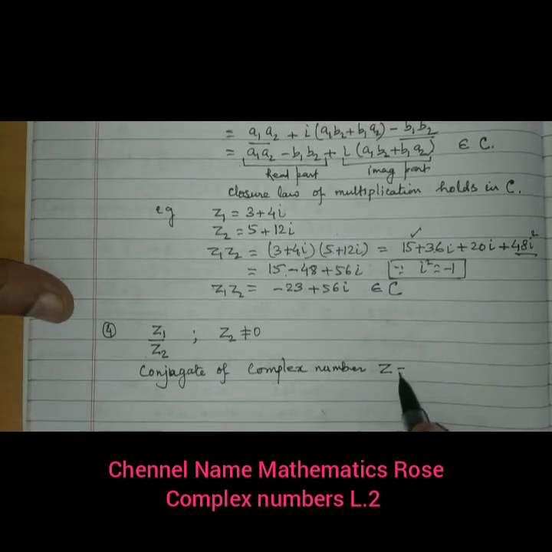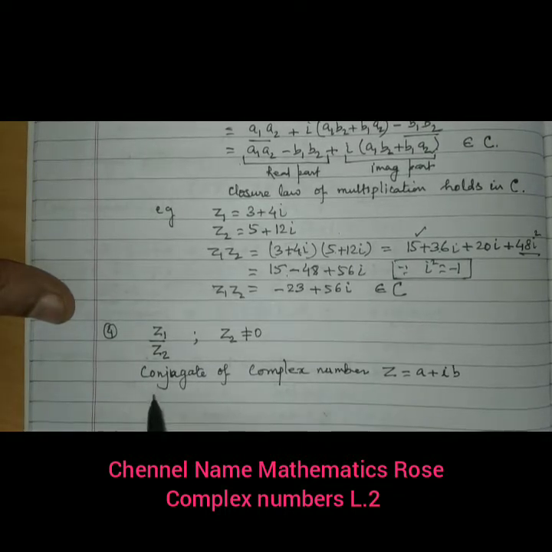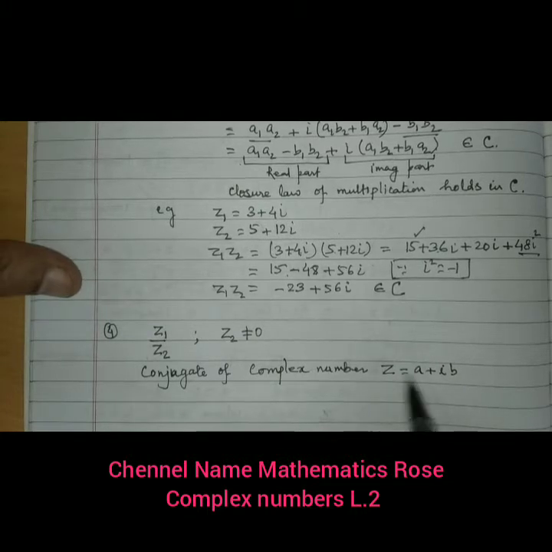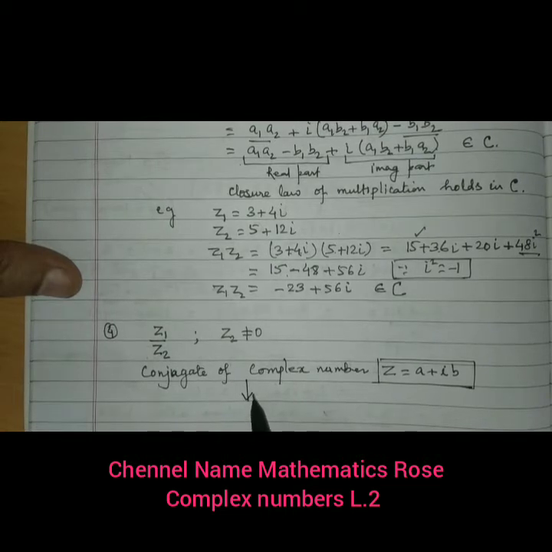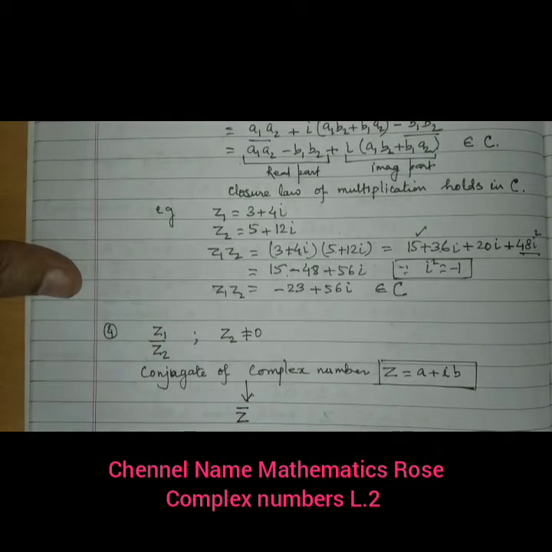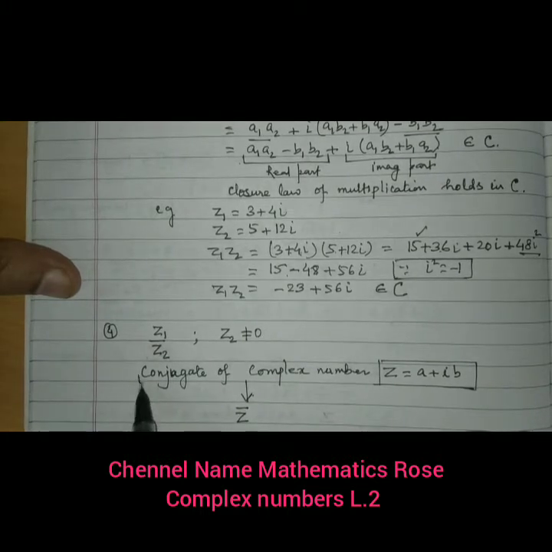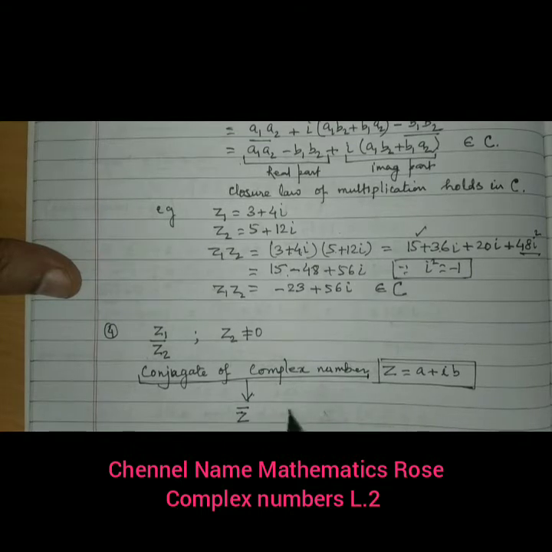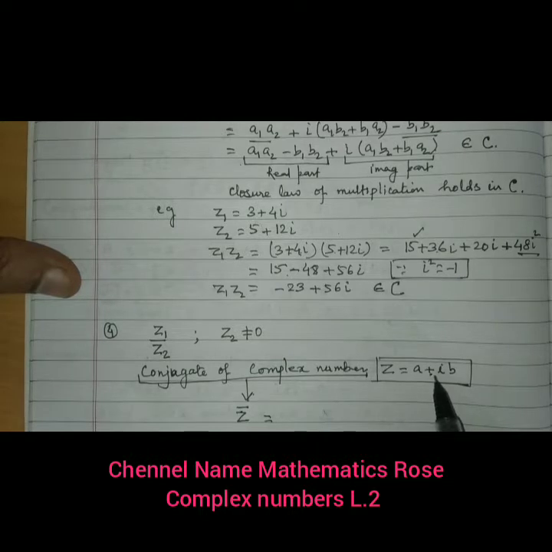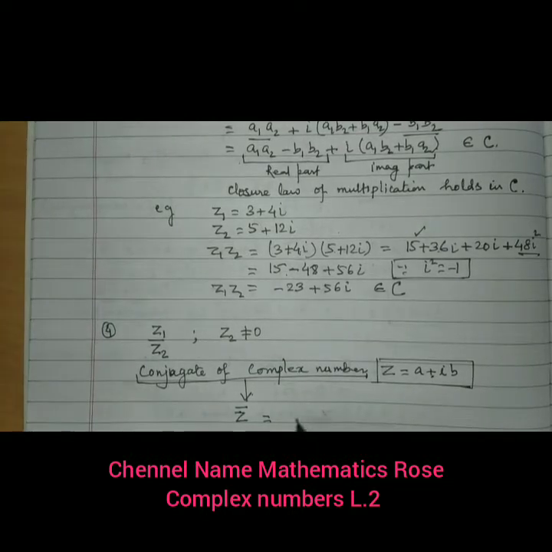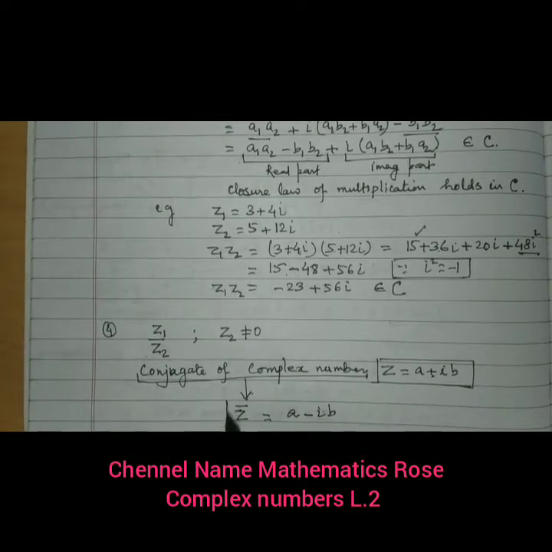Suppose z is equal to a plus ib, so conjugate of this complex number, conjugate of z is denoted by z bar. z is a complex number over here, and conjugate of z is denoted by z bar. So only आपका साइन बिटवीन द रियल पार्ट एंड इमेजिनरी पार्ट जो है जो आपको चेंज कर देना है. तो a प्लस ib का a माइनस ib हो गया आपका कॉन्जुगेट.